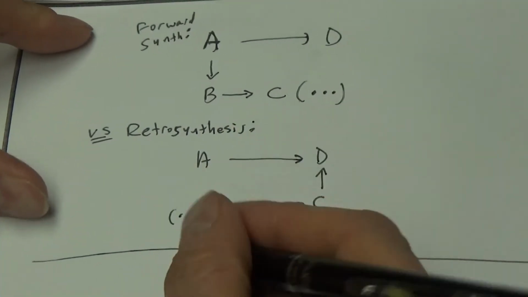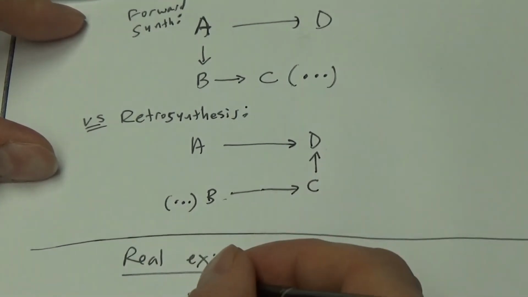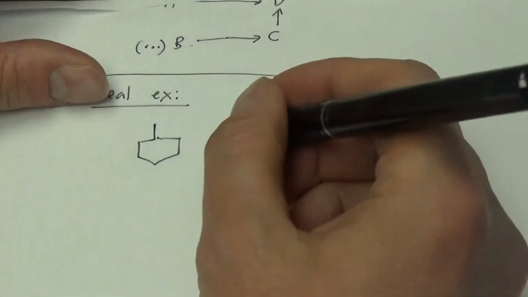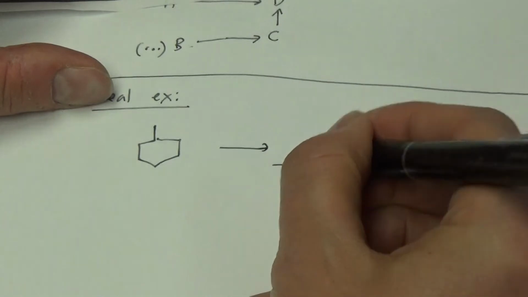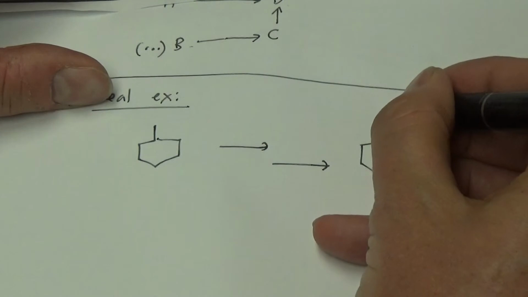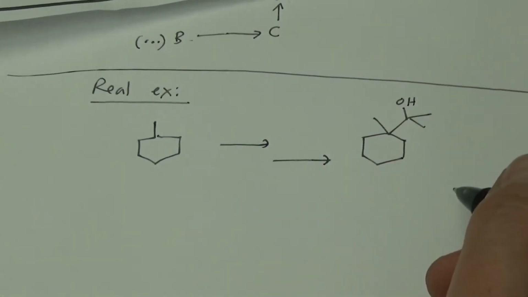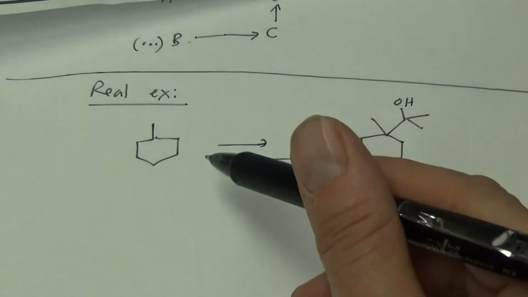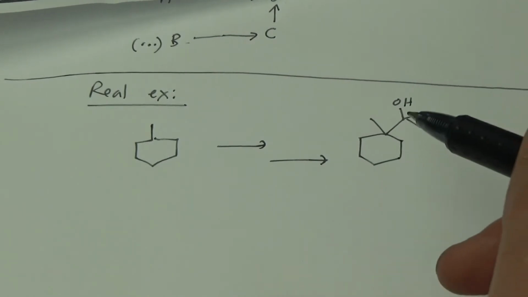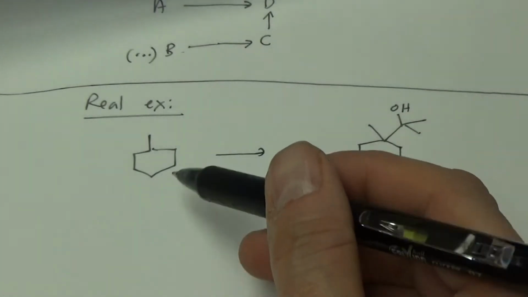All right, so what if we have, as a real example, methyl cyclohexane, and I ask you, please make this tertiary alcohol. Synthesize it, go from here to there. And I'm going to demonstrate the retrosynthetic approach, because if you try the forward synthetic approach, you may get stuck.